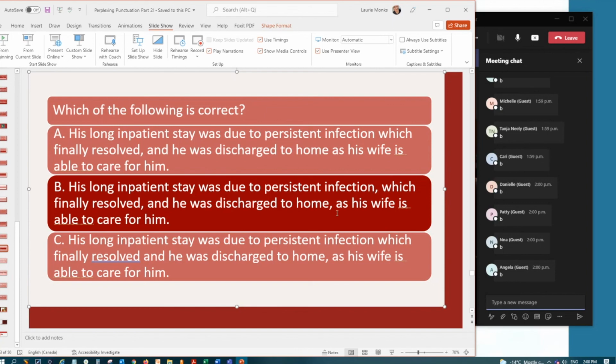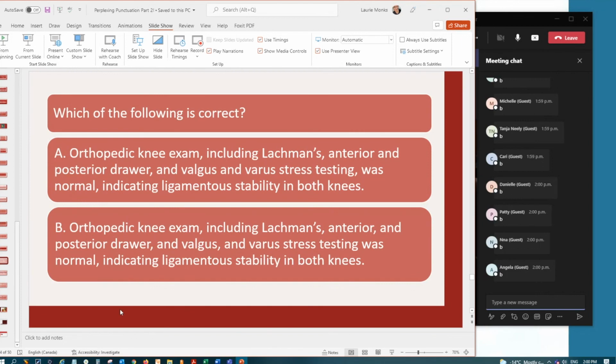And then as his wife is able to care for him, you could see that two ways. You could see it as another conjunction. His wife is able to care for him as a complete sentence, and as is a conjunction as well. You could see it as an afterthought. Sometimes you can see things more than one way, but that's awesome. Well, we might as well just keep going because we only have a couple left.